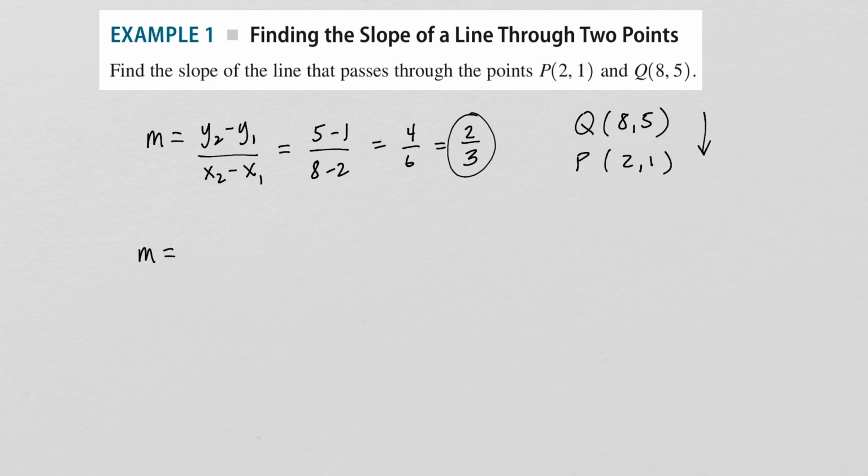But I also could have subtracted the other way. So in other words, I can subtract this way. And this is kind of like thinking about P as being your second point and Q as being your first point. So when I go to do the subtraction, I'm just going to do 1 minus 5 instead of 5 minus 1. But then I'm also doing 2 minus 8 instead of 8 minus 2. And when you do this, you get negative 4 divided by negative 6, which also simplifies to positive 2/3. So it doesn't matter the order in which you subtract as long as you are consistent and you subtract the x and y values in the same order.